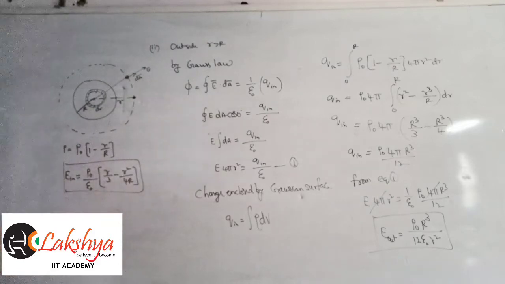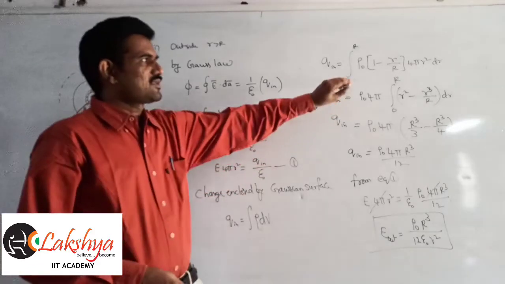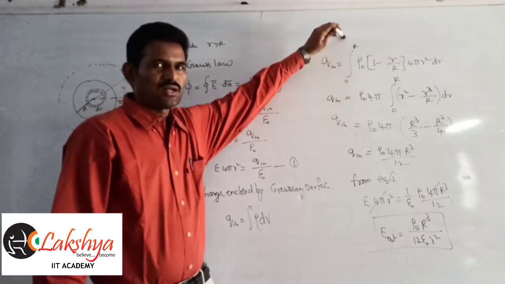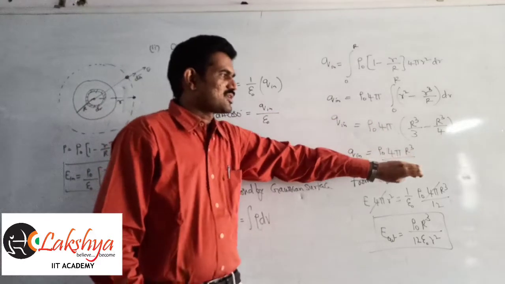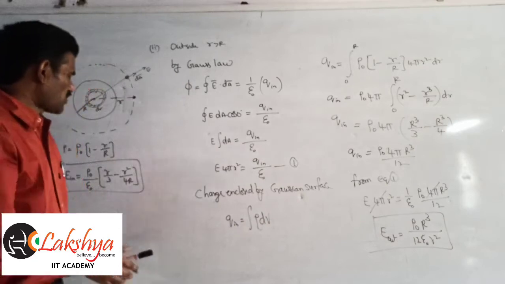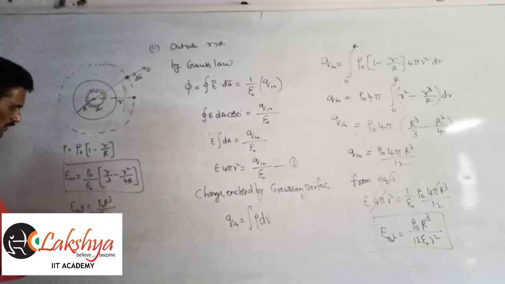Got it? The inside and outside calculations are similar. The only difference lies in the limits. So in the limits we need to change from 0 to R. When you change the limits from 0 to R, automatically the charge enclosed gives a different expression when compared to our inside calculation. So that is our outside expression. I will write it here: E outside is equal to rho naught into R cube by 12 epsilon naught into r square. This is our outside expression.